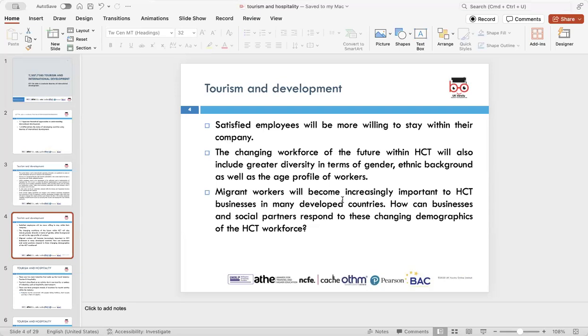Migrant workers in particular will be crucial in many nations, developing nations. Responding effectively to these demographic changes involves engaging with and supporting these diverse employees to foster inclusion and adaptability in the workforce. Social partners and businesses must strategize to address these shifts, ensuring that organizational culture and policies are aligned with these evolving workforce profiles.